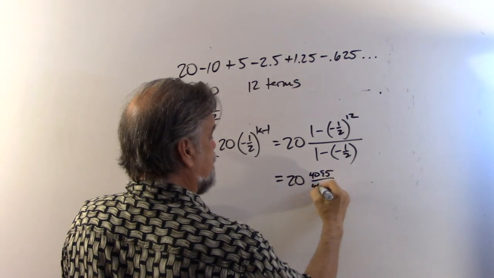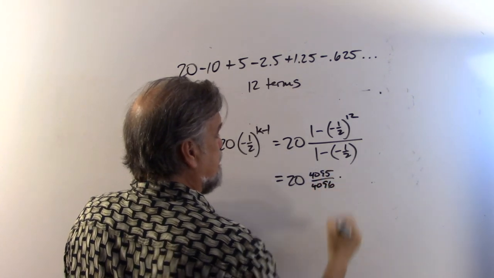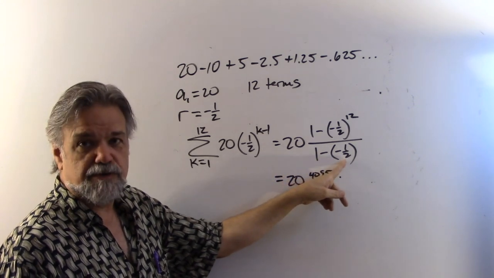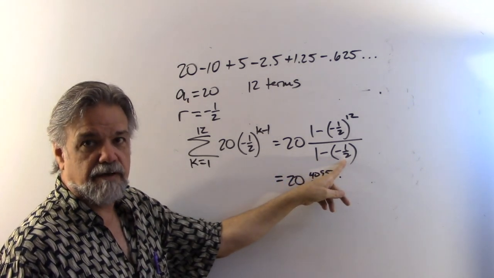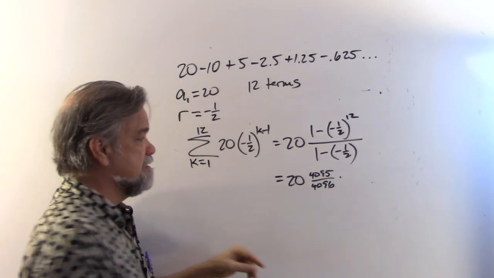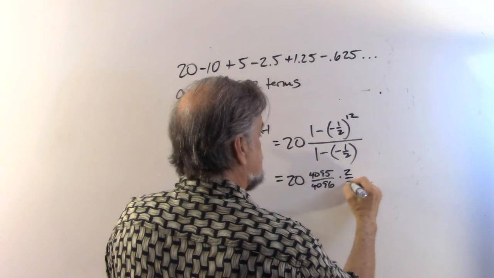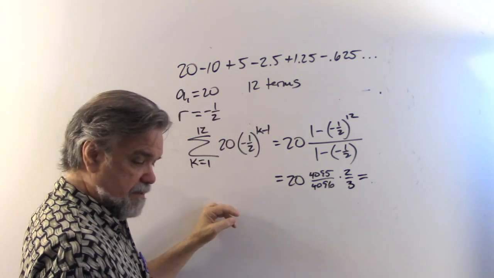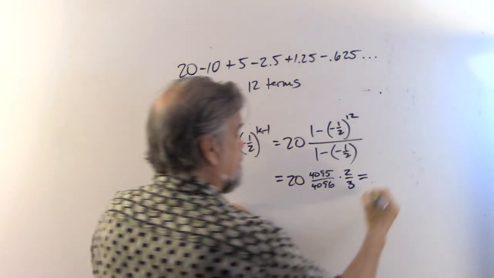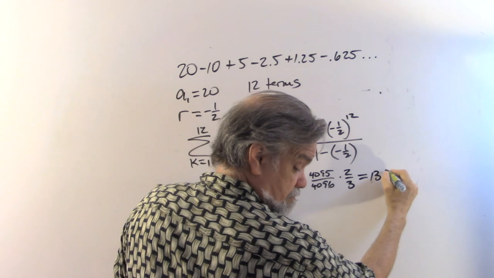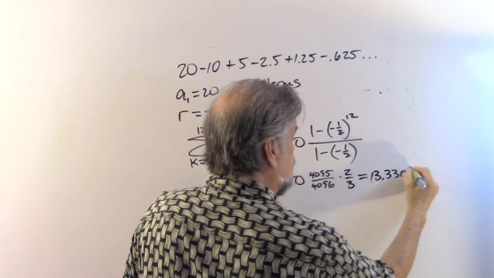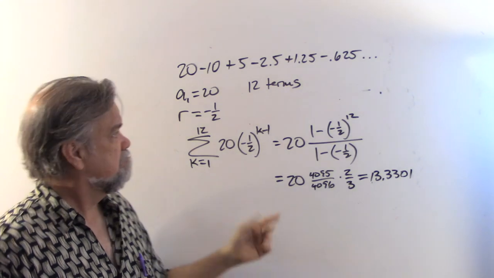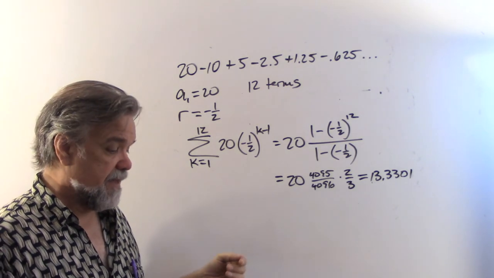4,095 over 4,096. And then we're dividing by 1 minus negative 1/2, which is 1 plus 1/2, which is 3 halves. And dividing by 3 halves is the same as multiplying times 2 thirds. And what does that get us? That gets us about 13.3301. Okay, that was relatively painless.